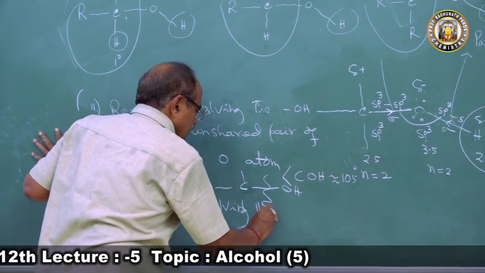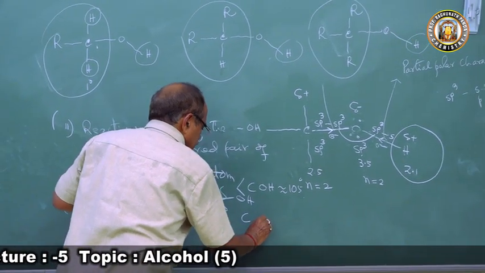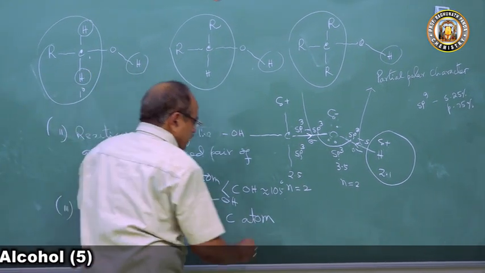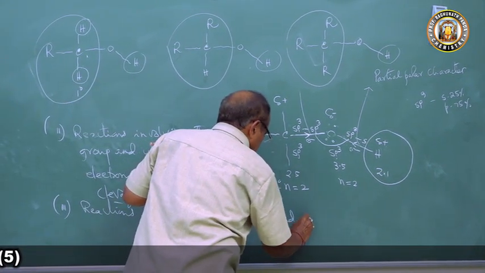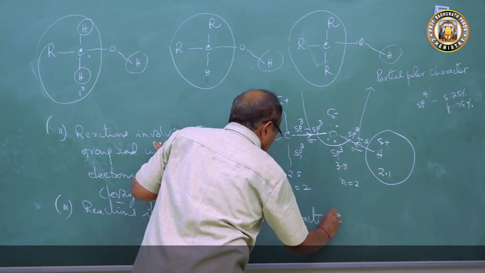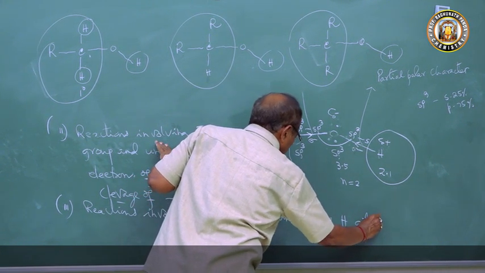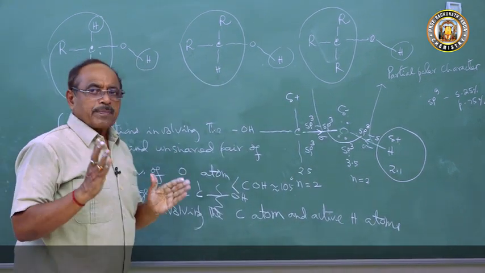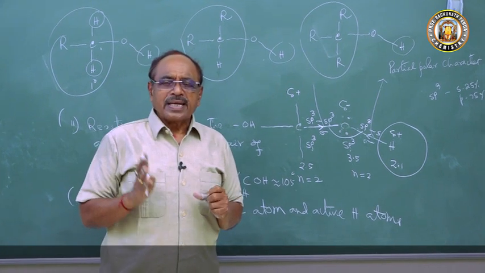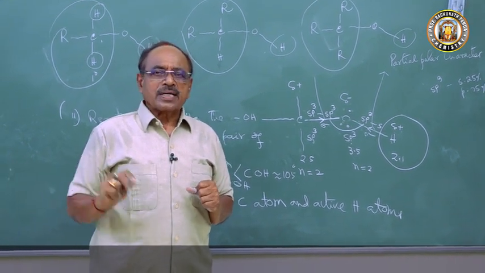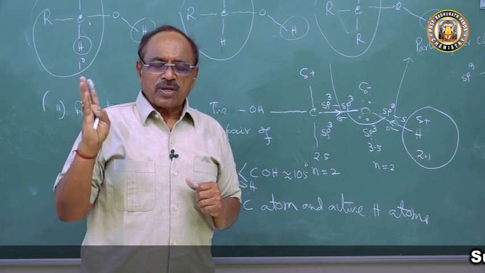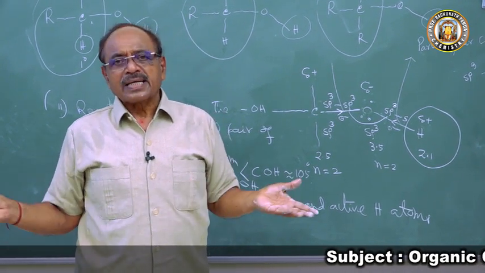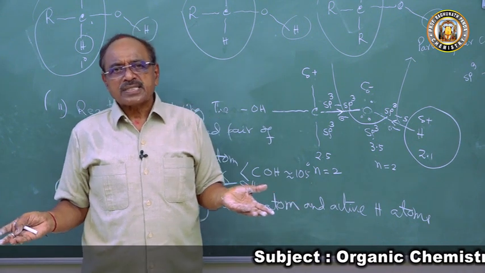the carbon atom and active hydrogen atoms. In these reactions, they differ. So there are three types of reactions. One, the reactions involving the hydrogen atom of the OH group, where the rupture of the OH bond is identical, almost similar in all alcohols because all alcohols have the same.